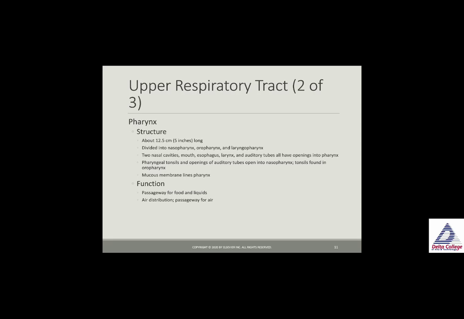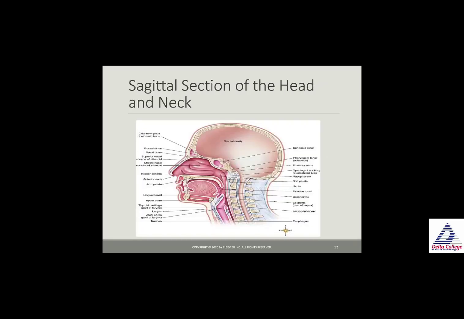The function of the pharynx is as a passageway for foods and liquids. When we swallow food and liquids, the epiglottis closes off the airway to the lungs so that food goes down the esophagus. When we breathe, the epiglottis is open for air distribution and to pass air down into the trachea, down into the bronchi, and further into the lungs. This shows just a side view of everything that is going on in here.